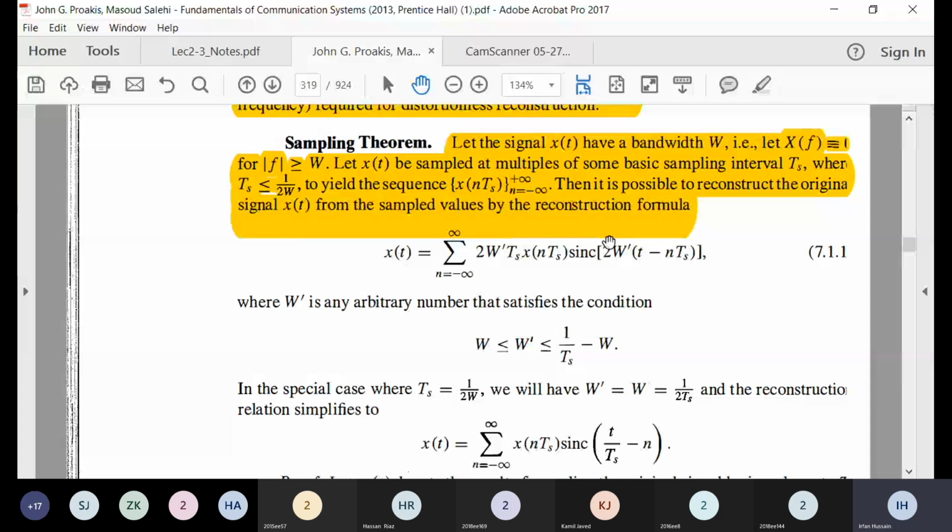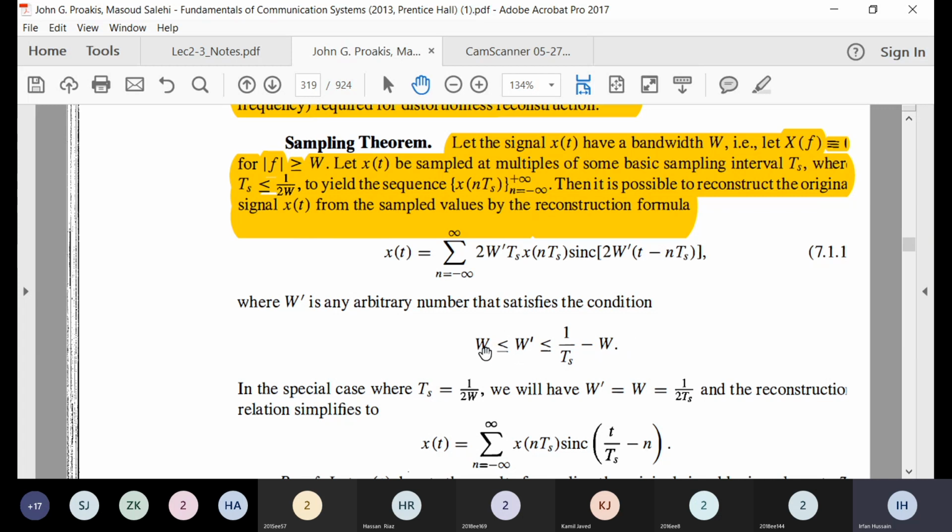Here you will be inquiring about this W dash. We will see that it comes from the bandwidth of the reconstruction filter. You will be passing this signal, as you will see in a while, through a low pass filter for reconstruction. So W dash actually defines the bandwidth of that filter. We'll see this in detail, and that W dash will come out to be as follows.